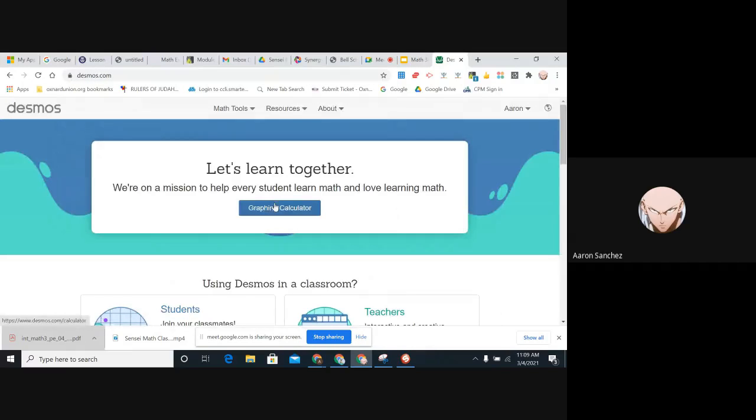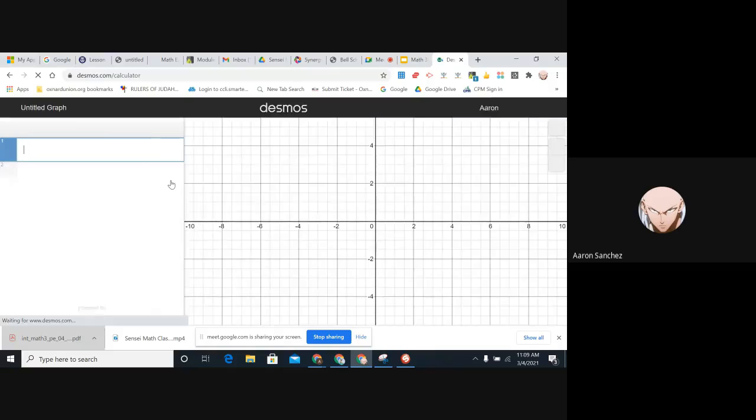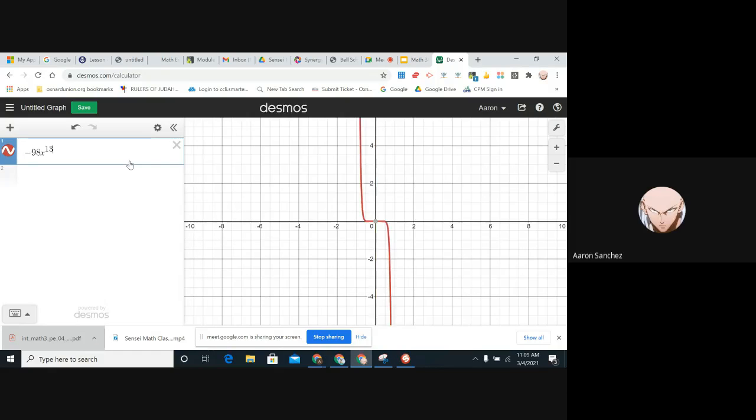Desmos.com. So what do we have here? Am I going too fast? Negative 98 x raised to the 13/6 power. Let's analyze this. Because of my root, my domain is x is greater than or equal to 0.